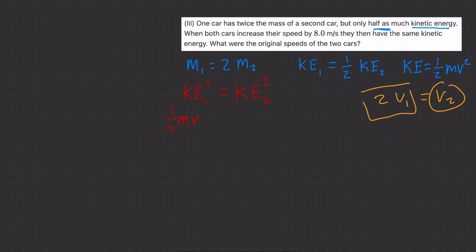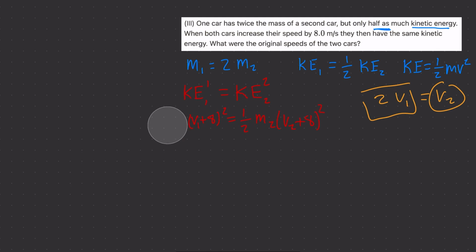And that's going to only be equal when we have 1/2 m v squared, but instead of just v squared, it's going to be v plus 8 squared, and that's going to be equal to 1/2. So of course we need to write m1 there. 1/2 m2 v2 plus 8 squared.